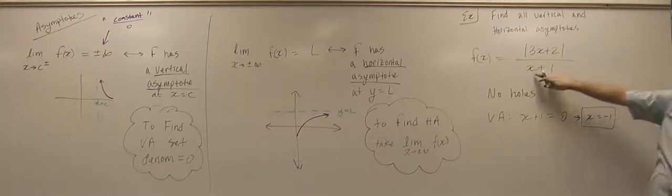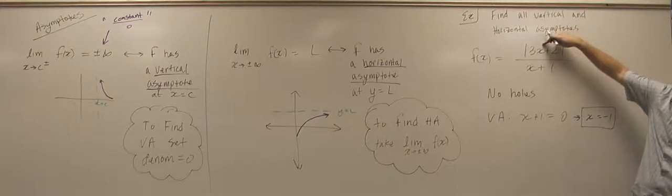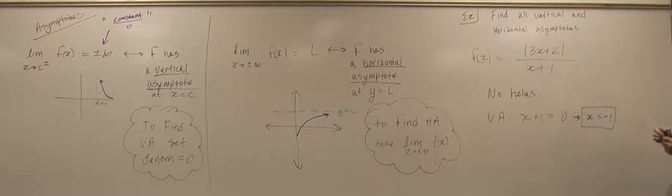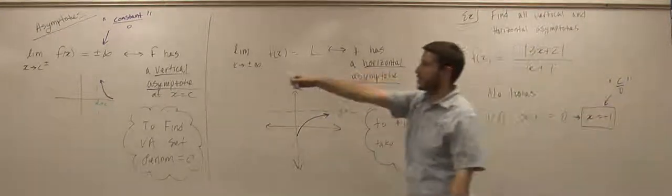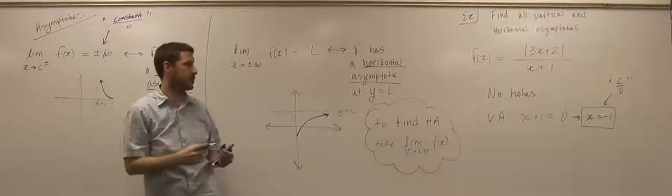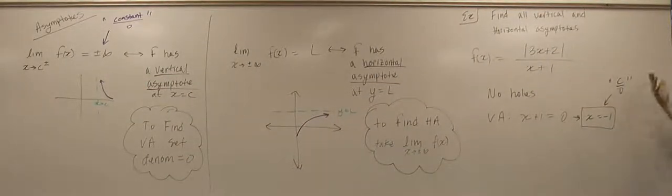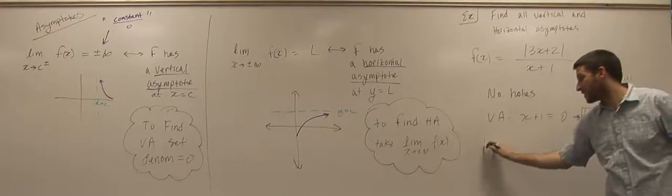Because if you plug negative 1 back in, you get 0 on the bottom and a constant on top. Right? Negative 3 plus 2 is negative 1. Absolute value is 1. So just as a check, this does give you a constant over 0, so you are going to infinity. So it is a vertical asymptote. But there's no need to check. I'm just wasting your time, I guess. As long as you don't have any holes, then if you get 0 in the denominator, it's going to be a vertical asymptote. The horizontal asymptote is the tricky part.